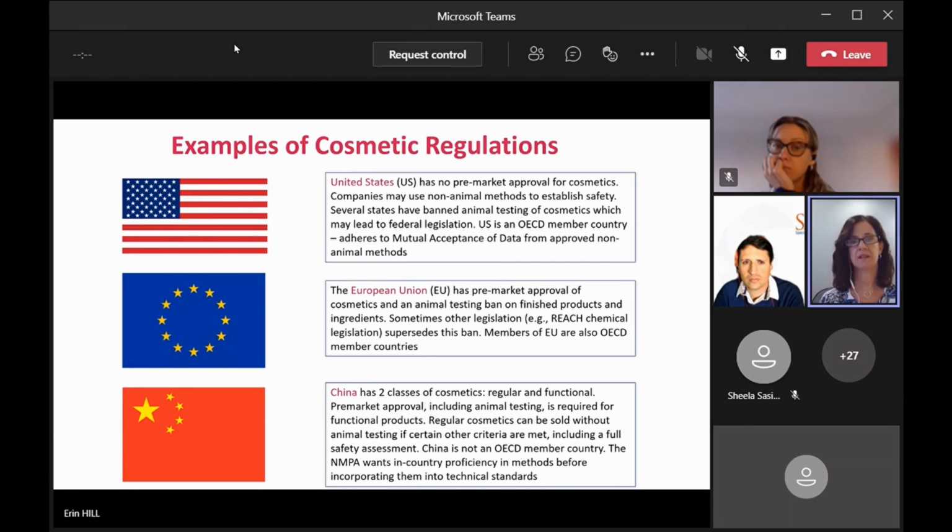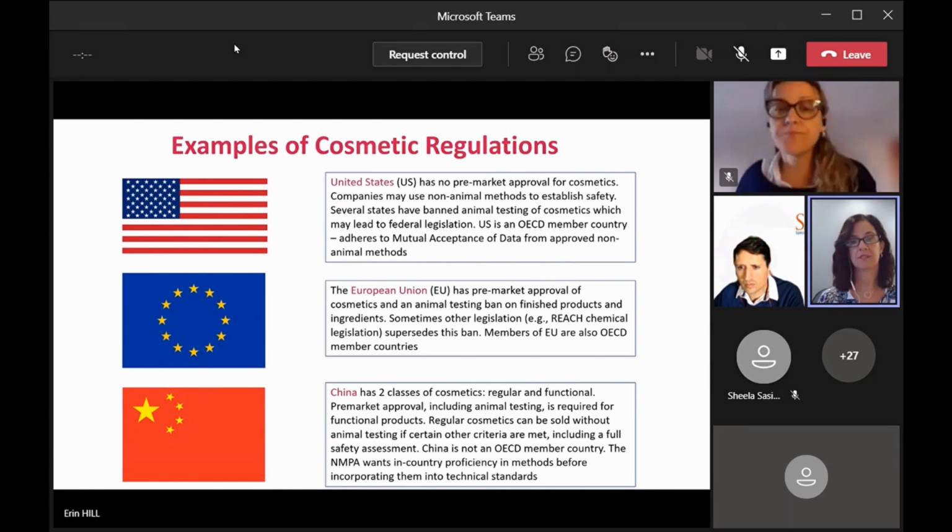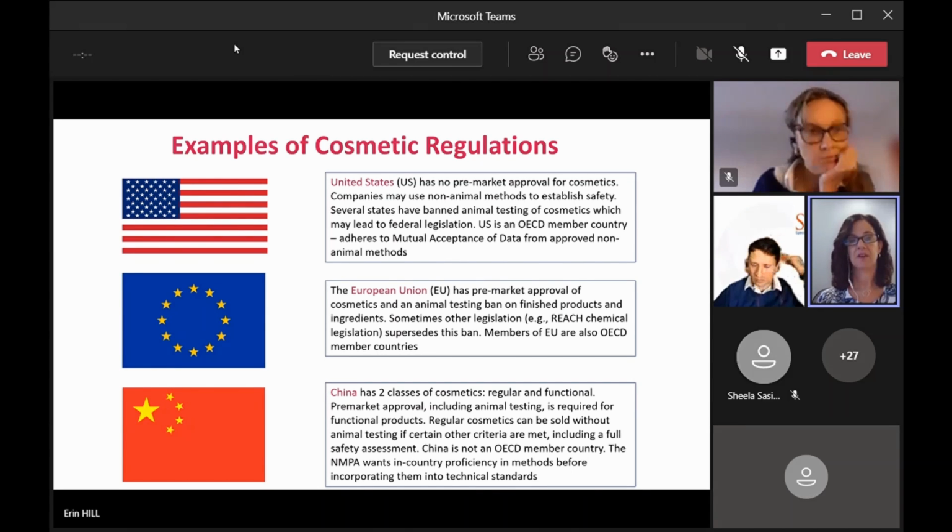But we have seen tremendous progress that regular cosmetics can be made in China, or they can be imported into China without animal testing, as long as they have a full safety risk assessment and some other criteria. Now, China is not an OECD member country, so they don't have to adhere to mutual acceptance of data. However, they do recognize these methods as quality, internationally validated methods. So in doing your safety dossier, if a company relies on an OECD test guideline method, we have very high hopes that it will be accepted by the Chinese NMPA at this time.